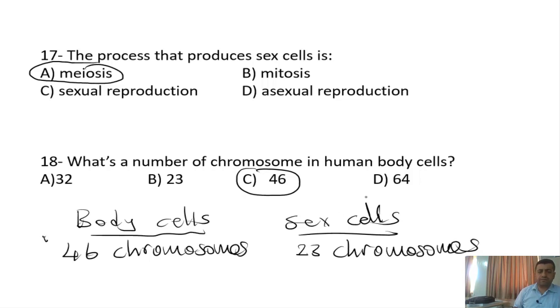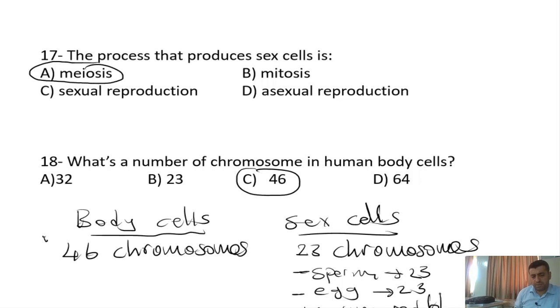Which type of cells have 23 chromosomes? First, for example, sperm. Sperm is the sex cell of male, it has 23 chromosomes. Egg, the sex cell of female, also has 23 chromosomes. Red blood cell also has 23 chromosomes. Alright, so answer C.